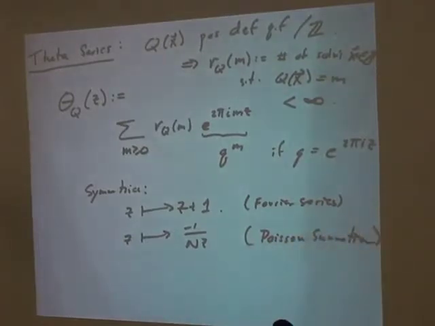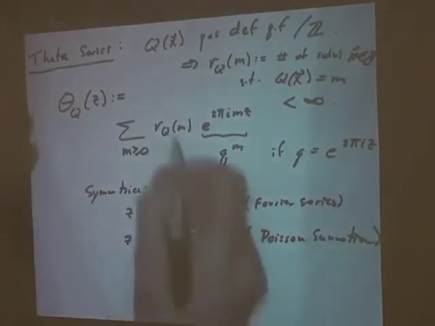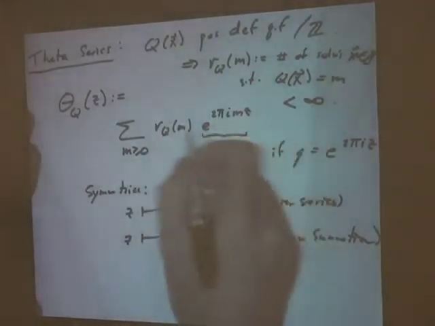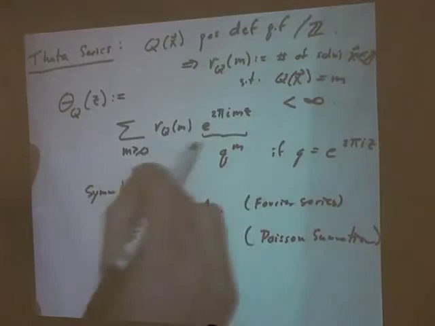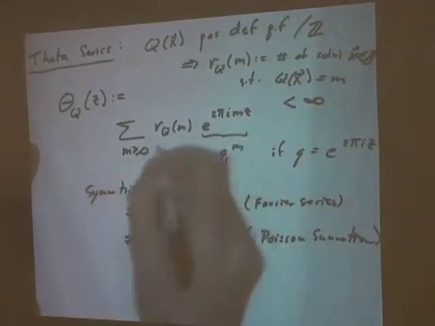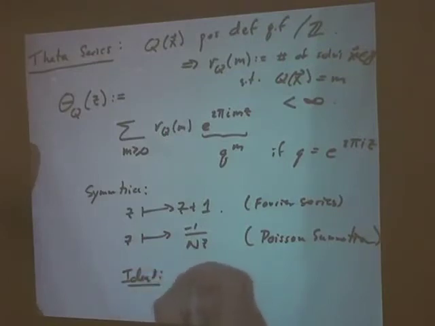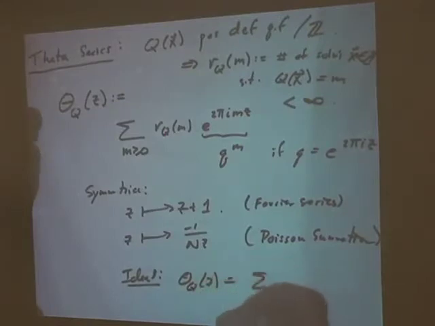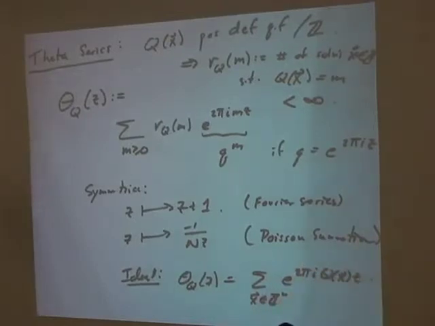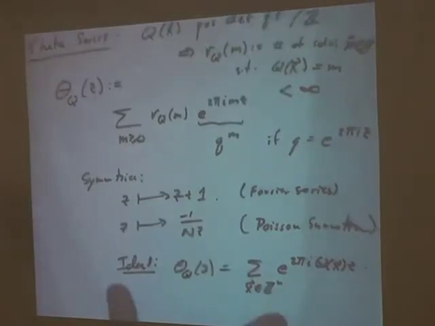So the idea is that you have some sum. Here we have a sum of representation numbers against this. You can re-express this as a sum over a lattice of all vectors. So I guess the idea is that the theta series q of z can also be thought of as a sum over all vectors x in Z to the n of e to the 2 pi i q of x z. Now when you see this, can people read that?